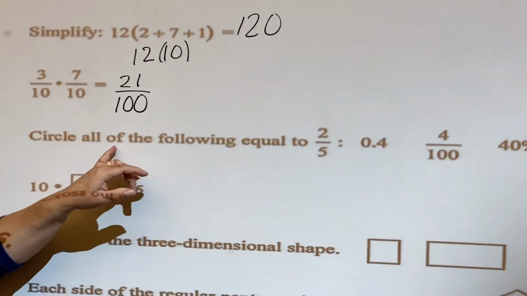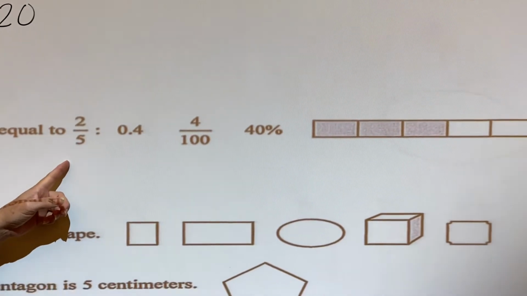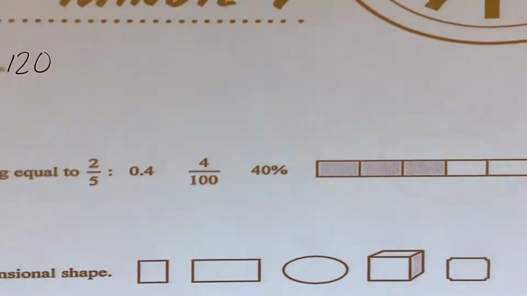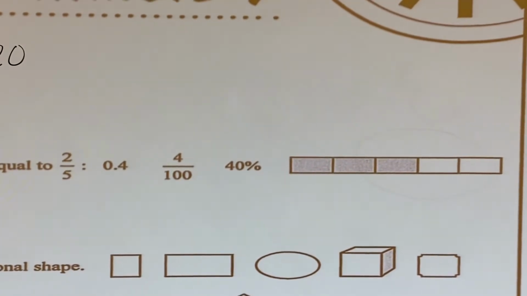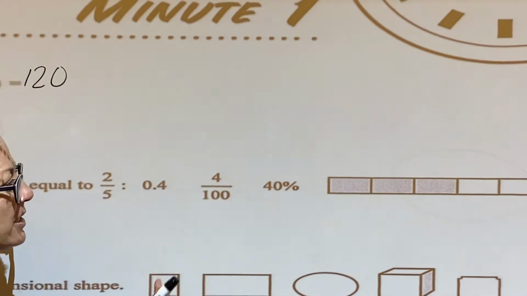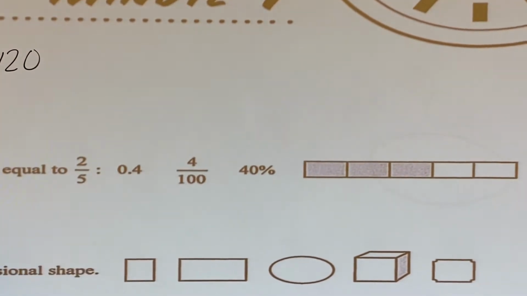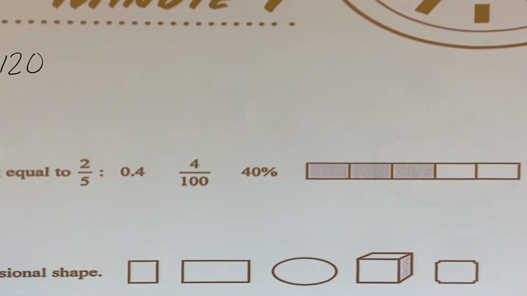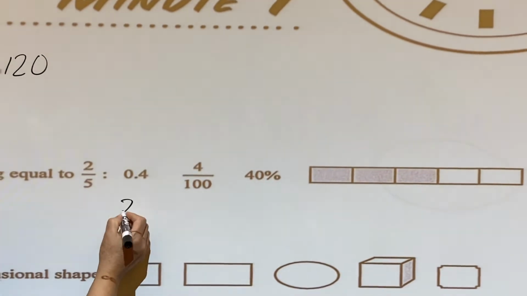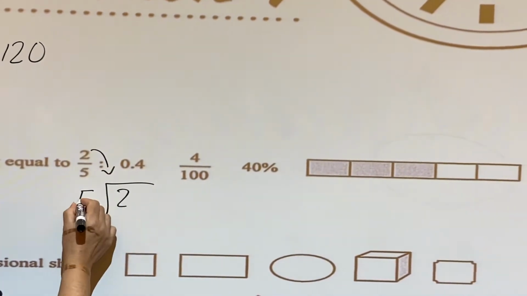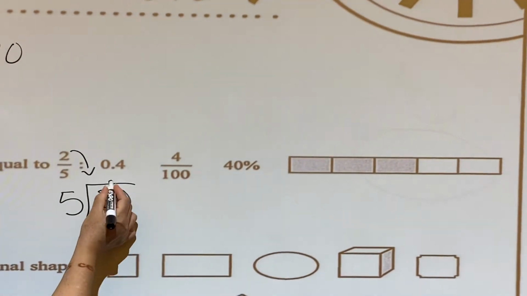Number 3, circle all of the following that are equal to 2/5. All right, so 2/5 is a fraction. Now, remember, how do you change a fraction into a decimal to compare it? Because right now, to the naked eye, it's kind of hard to see which ones are equal to 2/5. All right, so we try to simplify or divide 2 by 5. Remember, the top always comes down inside your division symbol. So you divide 5 into 2, and then we add a 0, we add a decimal point.